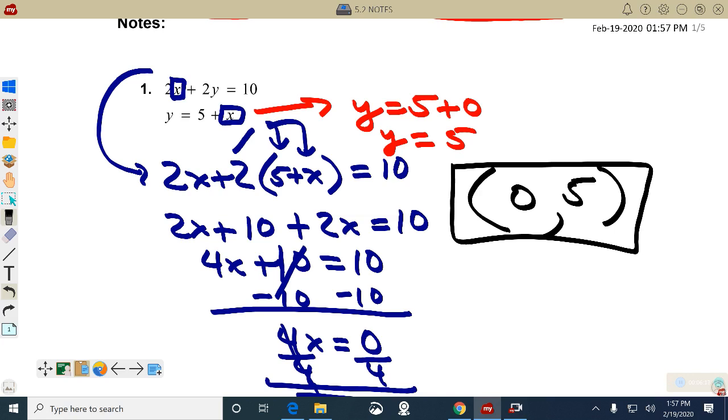A couple more, and we're done. You guys are doing good. You guys are doing good for Wednesday, I must say. You guys are doing real good for Wednesday.